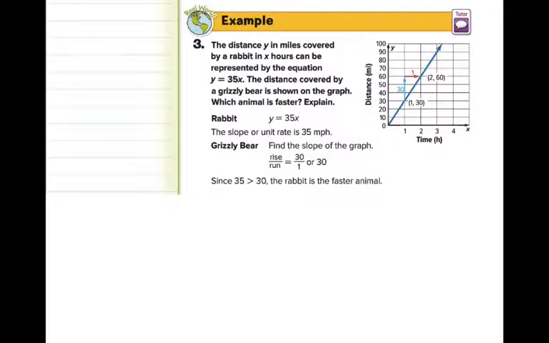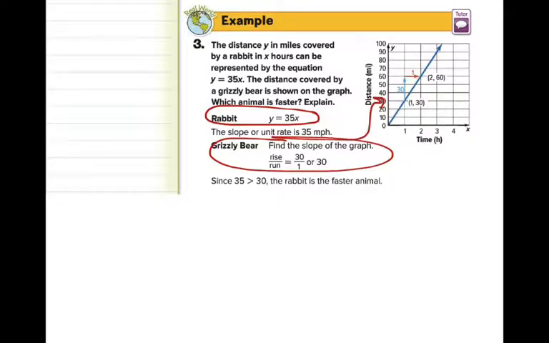Okay, let's take a look at an example. Number 3, the distance y in miles covered by a rabbit in x hours can be represented by the equation y equals 35x. The distance covered by a grizzly bear is shown on the graph. Which animal is faster? So we have two different things happening. With the rabbit, we were only given an equation. The grizzly bear is the one that's on the graph. So the rabbit is not on the graph. The grizzly bear is on the graph. We have two situations here, one written as an equation, one written as a graph.